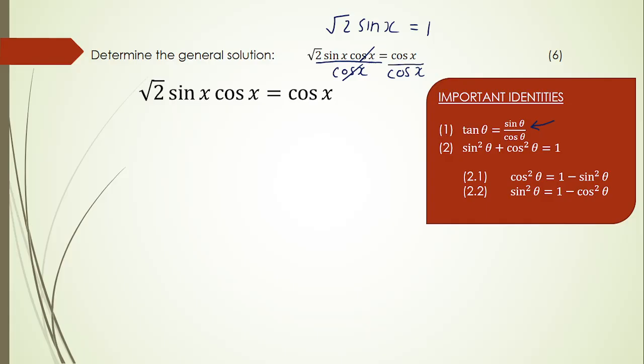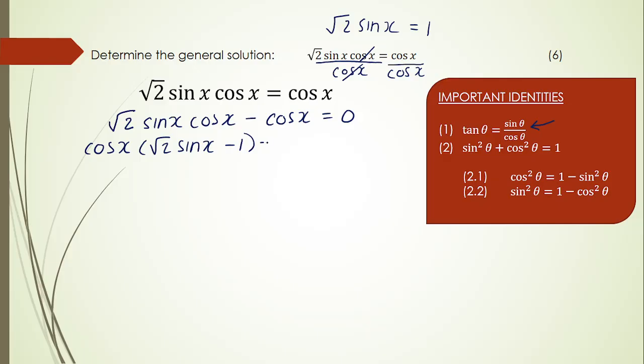Okay, so now how do I approach this? Because I'm not seeing squares. You're going to think to yourself, well, if I'm not seeing squares, I can't take out a common factor, and that is where you are wrong. Let's move everything over, and what you'll see is the cos x is now your common factor. So we can take the cos x out, and I'm left with square root of 2 sin x minus 1. Divide it up across the terms.